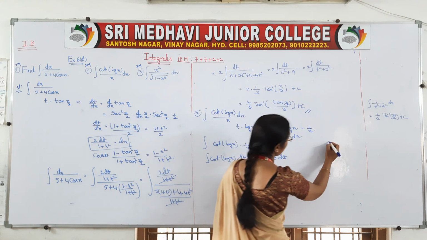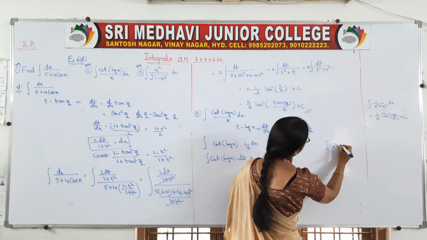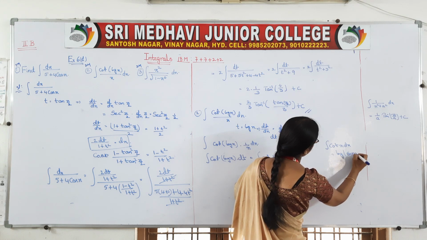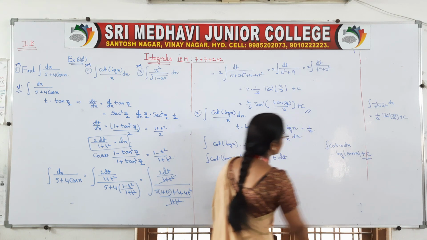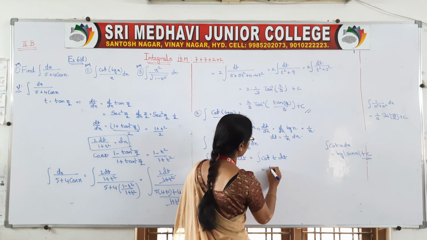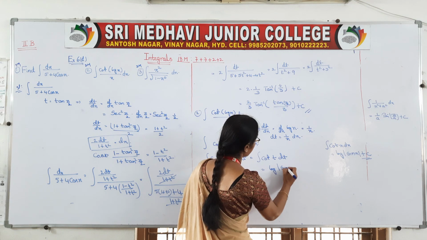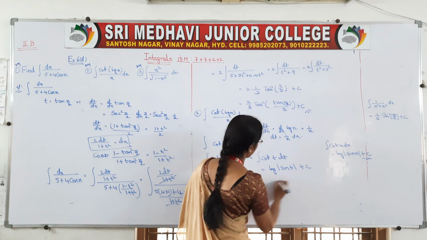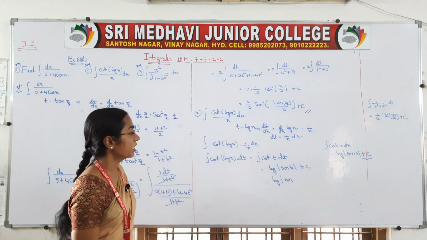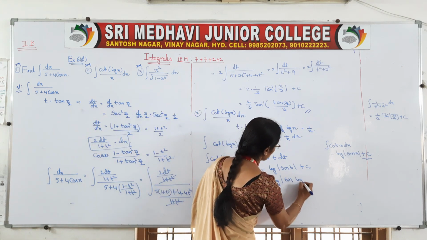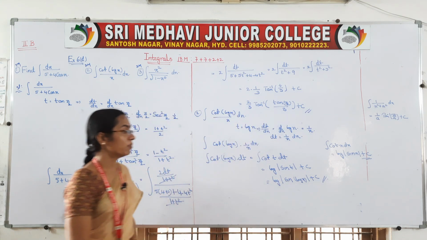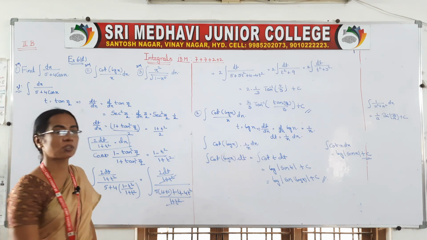So again standard form: integral cot x dx is equal to log of sin x plus c is the standard formula. So here we can write this as log of sin t plus c. So log of sin, what is t? Our t is log x, right? So log of sin of log x plus c is the answer of your second question. It is a 2 marks question.